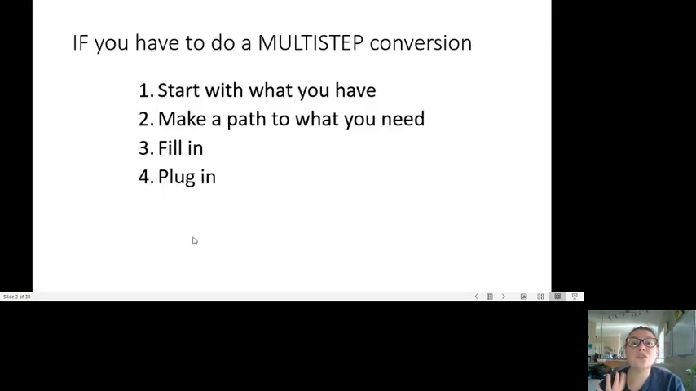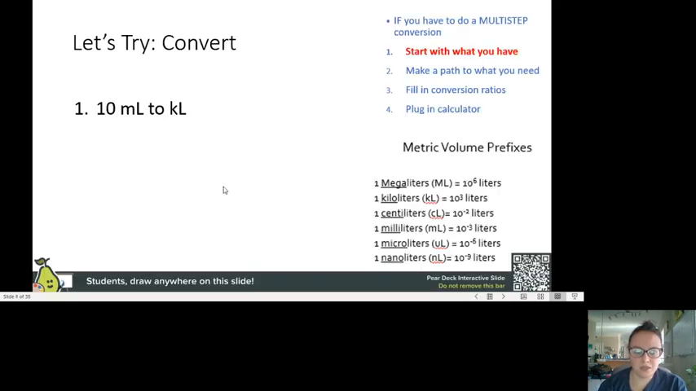So there's 4 steps we got to worry about. We got to start with what we have, make a path, fill it in, and then plug it in. So let's try to convert 10 milliliters to kiloliters. Now if we look, I only have milliliters to liters. I don't have one straight to kiloliters. This is why we have to do this in multiple steps. I can go milliliters to liters, and then liters to kiloliters.